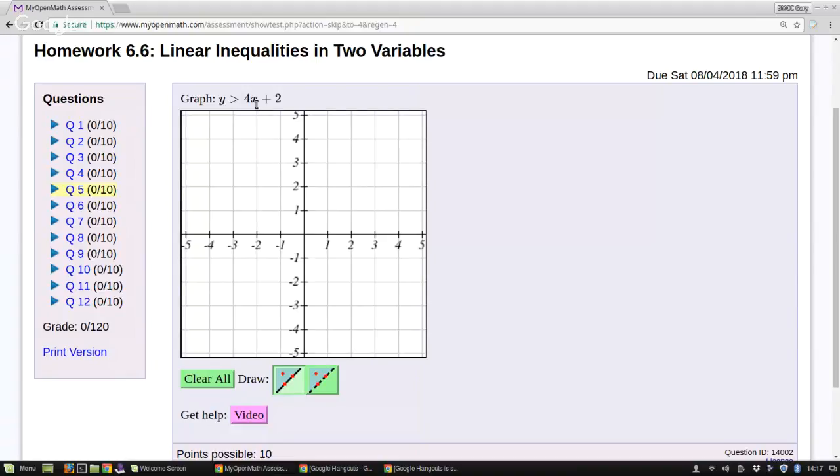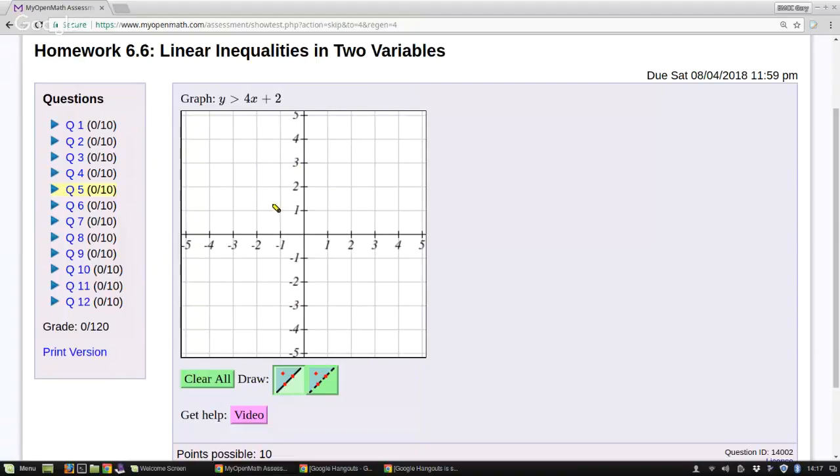times 4, negative 8 plus 2 is negative 6. So I would get 1 is greater than negative 6. So that is false too. So how do we figure out which points make it true?